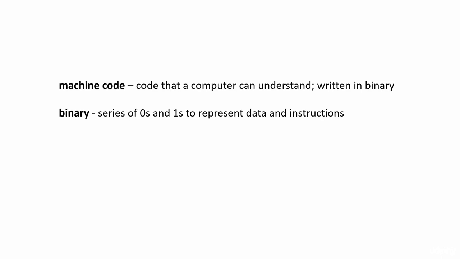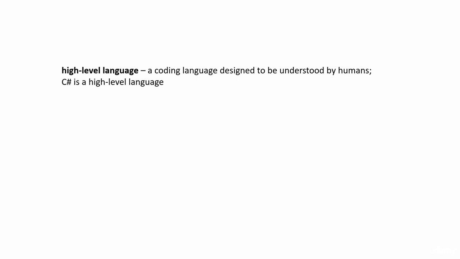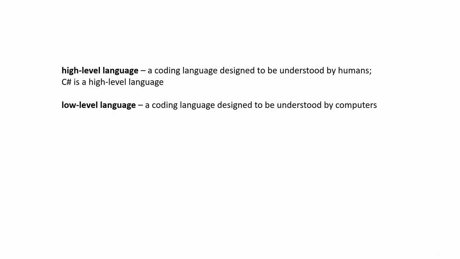So if humans only understand human languages and computers only understand machine language, then how do we tell computers what we want them to do? The answer is to create a language of code that can be understood by humans, but is also structured in such a way that it can be automatically converted into machine code. So C# and the other languages I listed in the previous lecture are called high-level languages, which means they are designed to be understood by humans. Once you have written code in a high-level language, you can use existing software to convert that code into machine code, which is called a low-level language, meaning it is designed to be understood by computers.